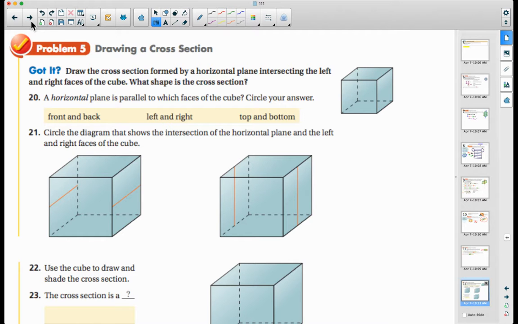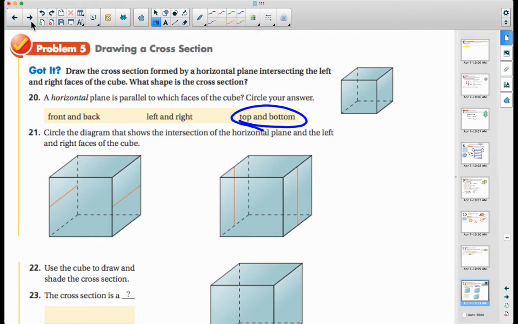Number 5, drawing the cross section. Draw a cross section formed by a horizontal plane intersecting the left and right faces of the cube. What shape is the cross section? A horizontal plane is parallel to which face of the cube? We're going to circle our answer. All right, so which one is it parallel to? Well, that's going to be parallel to the top and bottom, right? It's going to be parallel to the top and bottom.